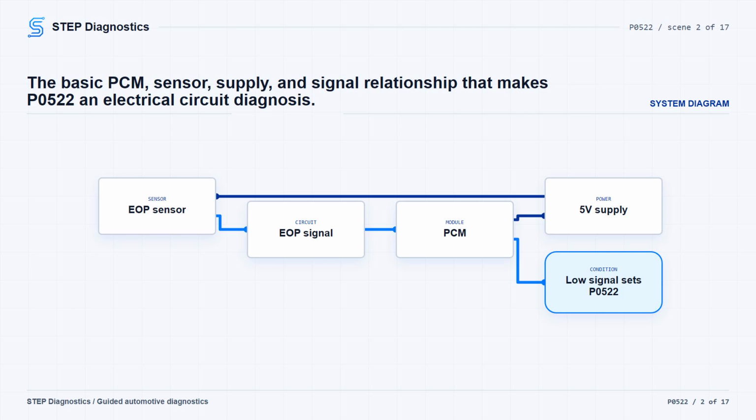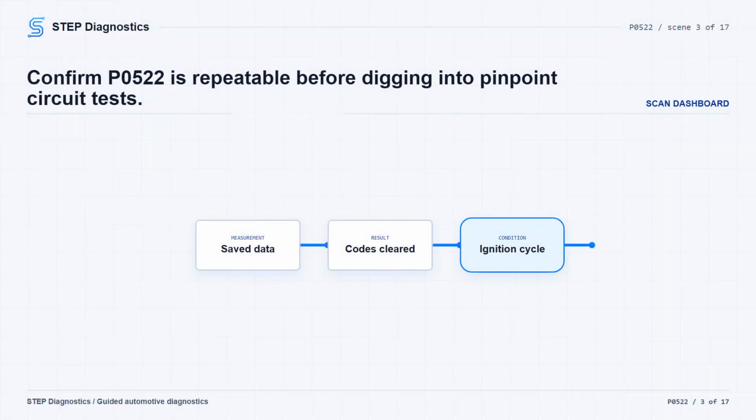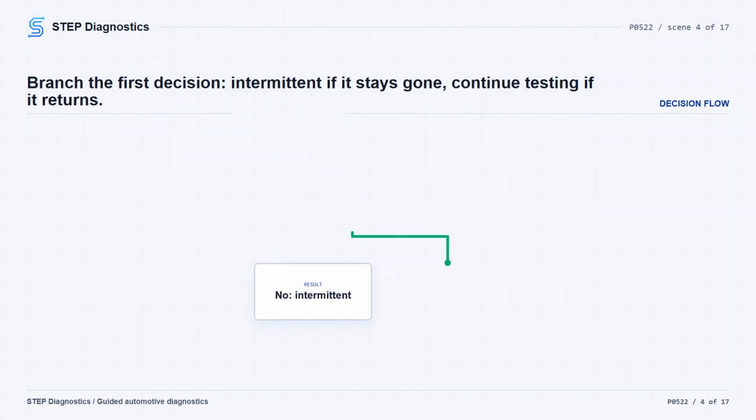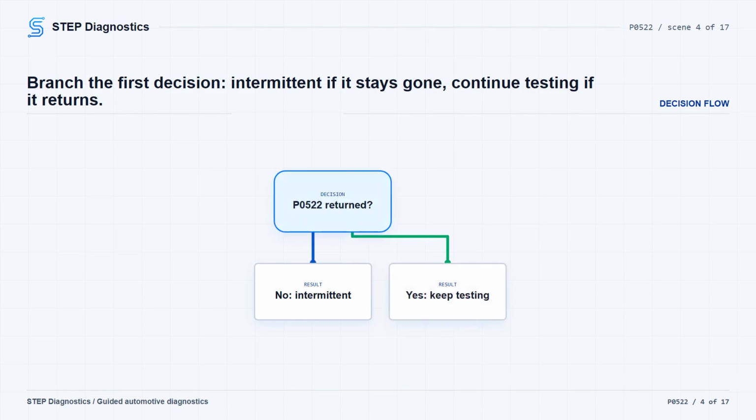Use that information as the monitor gate and the diagnostic formula, not as a reason to jump straight to a sensor. First, read codes in all modules and save the scan report and recorded data. Clear the codes, turn the ignition off for a minimum of 10.0 seconds, then turn the ignition back on. Reproduce the operating conditions that set the code using the captured data, then read codes again. If P0522 does not return, handle it as an intermittent condition. If it does return, keep going.